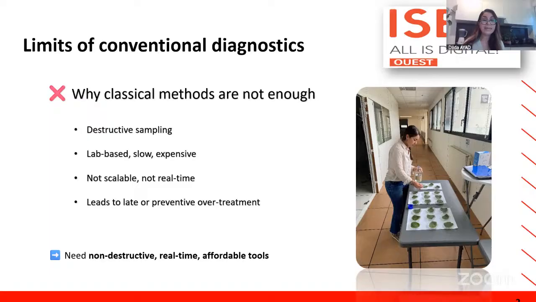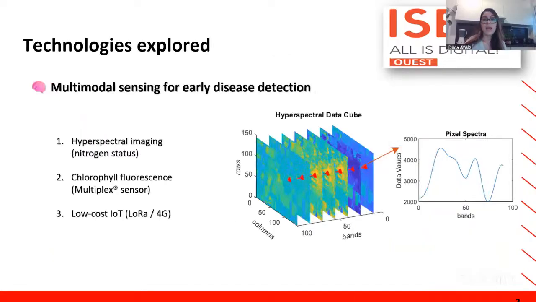We clearly need non-destructive, real-time, rapid, and accessible diagnosis tools. Today, fully non-destructive technologies are within reach. In my work, for example, I tested three main approaches. The first one is hyperspectral imaging for monitoring nitrogen fertilization. The second one is multiplexed chlorophyll fluorescence for predicting early blight.